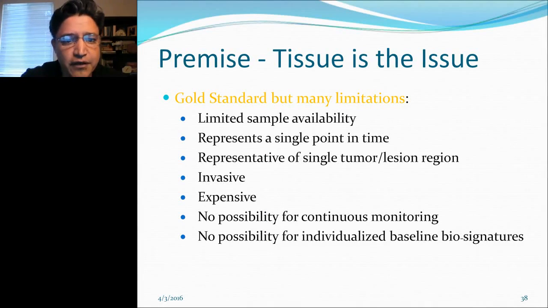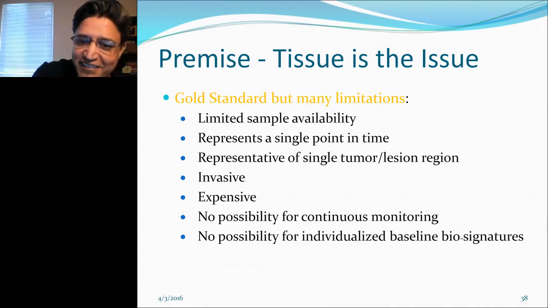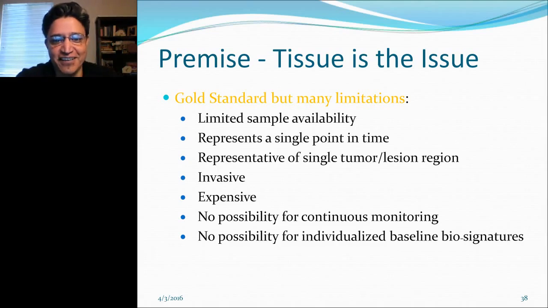So now I'm going to move into our seminal experiments and our early work as an example of molecular diagnostic applications. The premise here is that tissue is the issue, and I borrowed this from another presentation. I'm sorry if I don't recall who it was, but I'll give you credit next time around. Anyway, tissue is absolutely the gold standard, and it's how we diagnose most conditions, including cancer. But it does have many limitations.